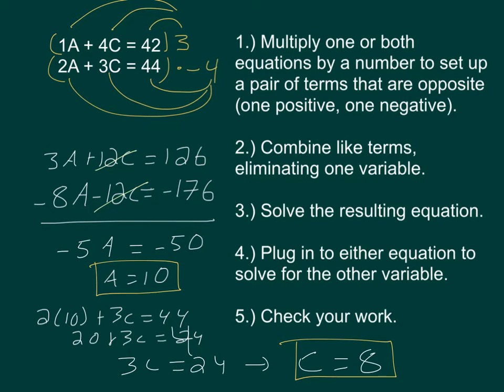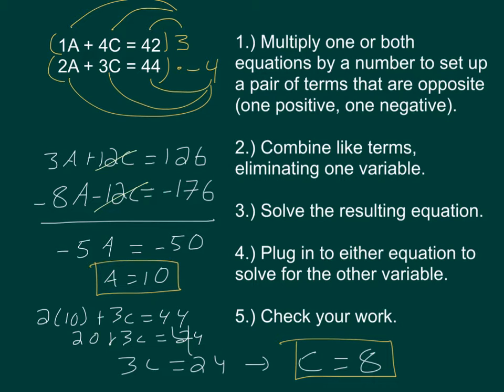I can check my work just by going into my two equations. One adult ticket plus 4 child's tickets, that would be 10 plus 4 times 8 is 32. 10 plus 32 is 42. And 2 times 10 is 20 for adult tickets, and 3 times 8 is 24. 20 plus 24 is indeed 44. So that's how you do it. You just follow those 5 steps, and you'll have your solution.